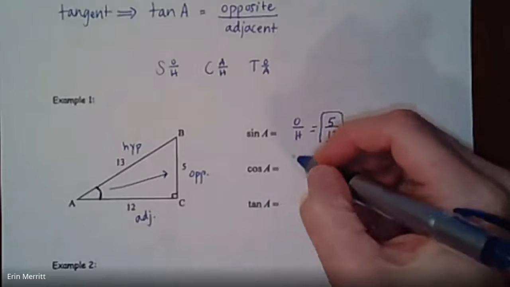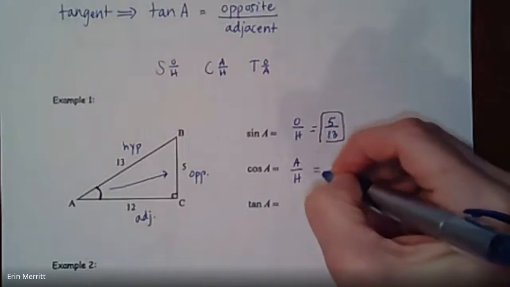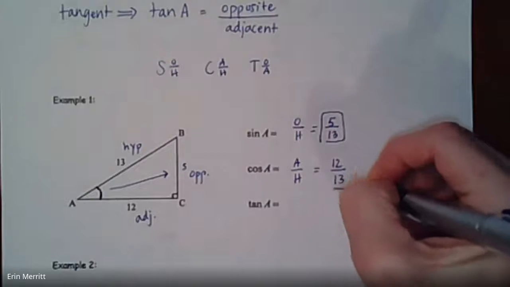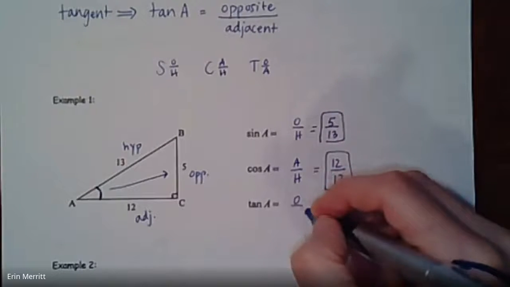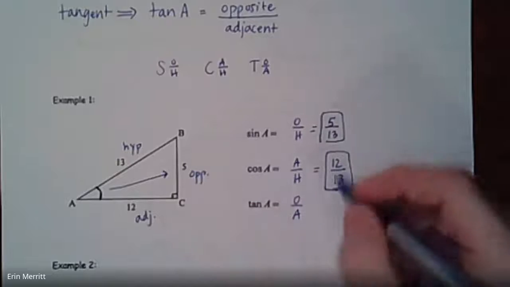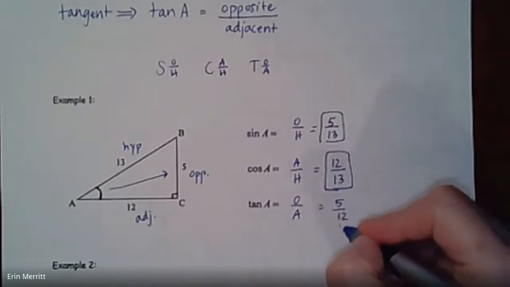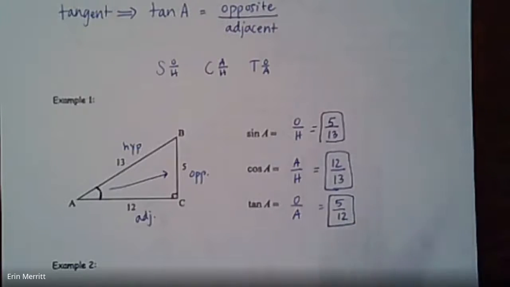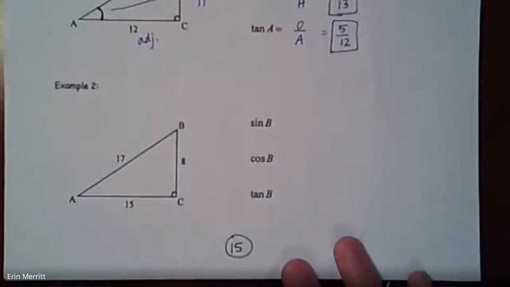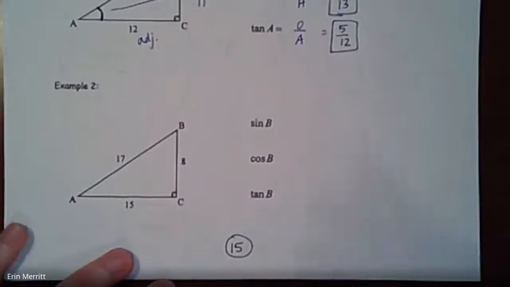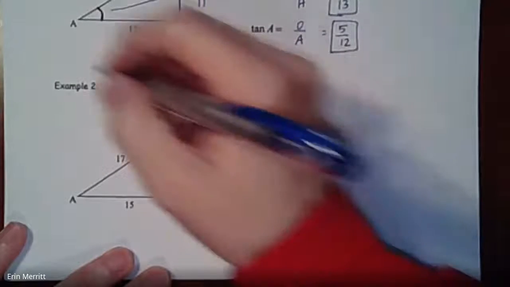The cosine is the adjacent over the hypotenuse, so that would be 12 over 13. And the last one, the tangent. Tangent is the opposite over the adjacent, so 5 over 12. There are actually 3 more ratios beyond sine, cosine, and tangent, but you talk about those next year in Algebra 2. All right, take a moment here and try this one.